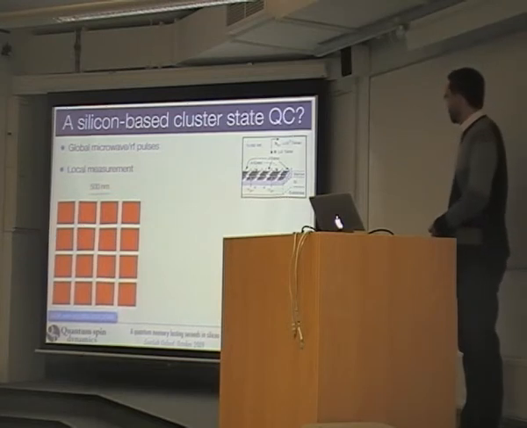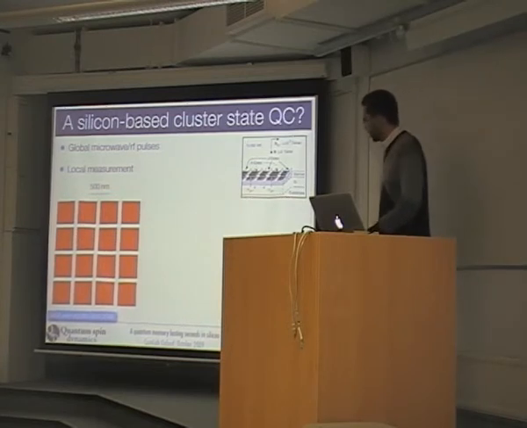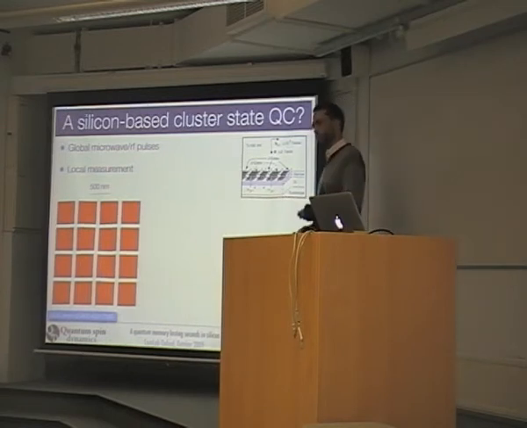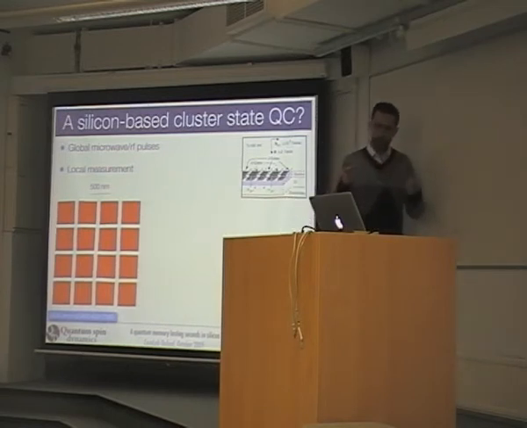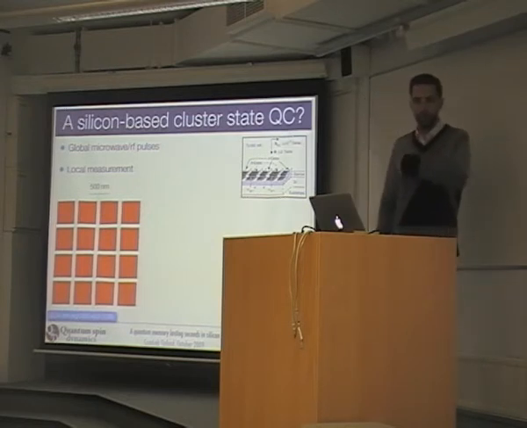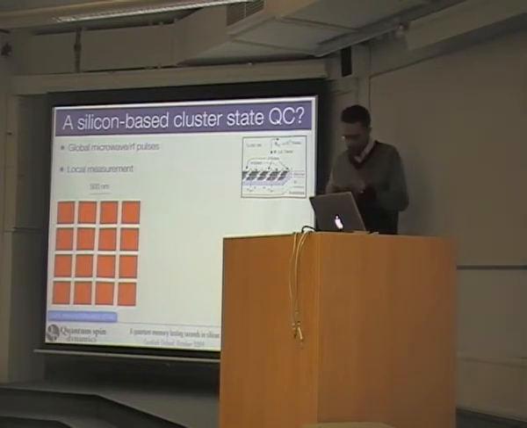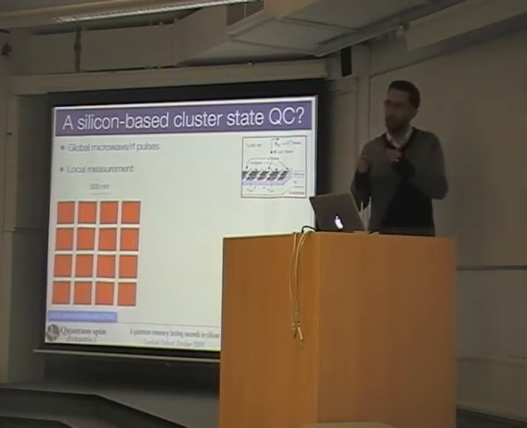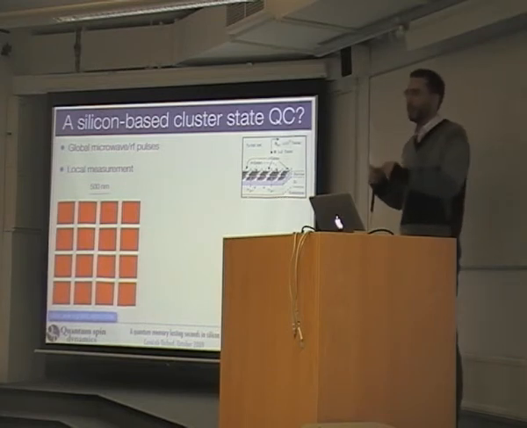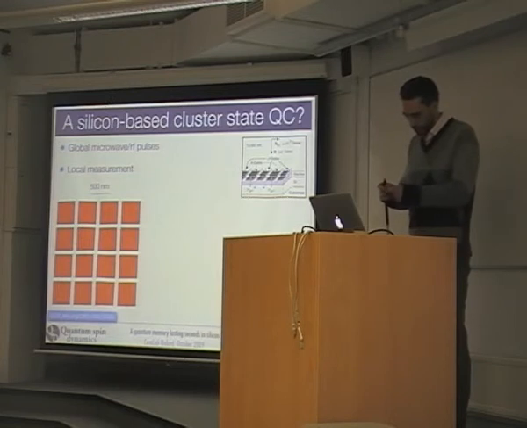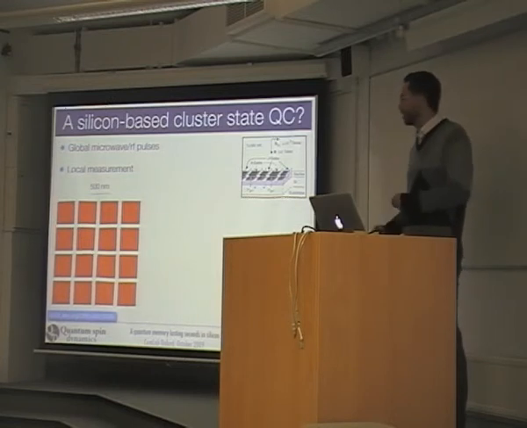So how can we do this in silicon? Well, in this model, we only require global microwave and RF pulses. So anything that we do to manipulate the states of the spins, we're going to be doing to all of the spins in the ensemble. The only thing we're going to require is local measurement. But we can imagine the local measurement taking the form of the electrically detected measurements that I described in the beginning, because electrically detected devices can be made on the scale of tens of nanometers.